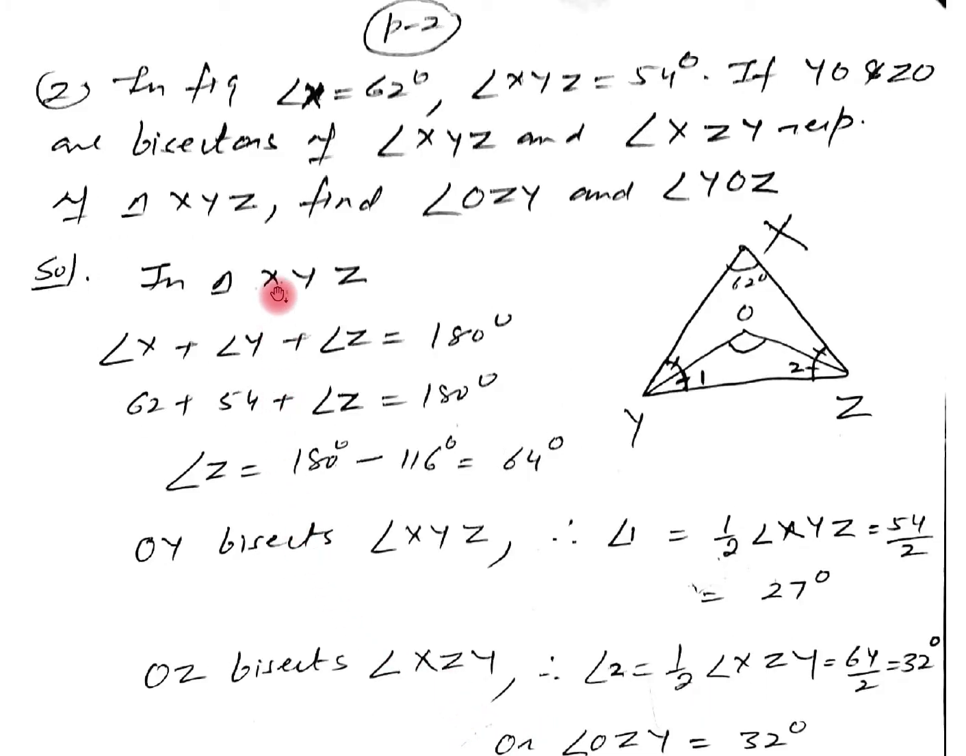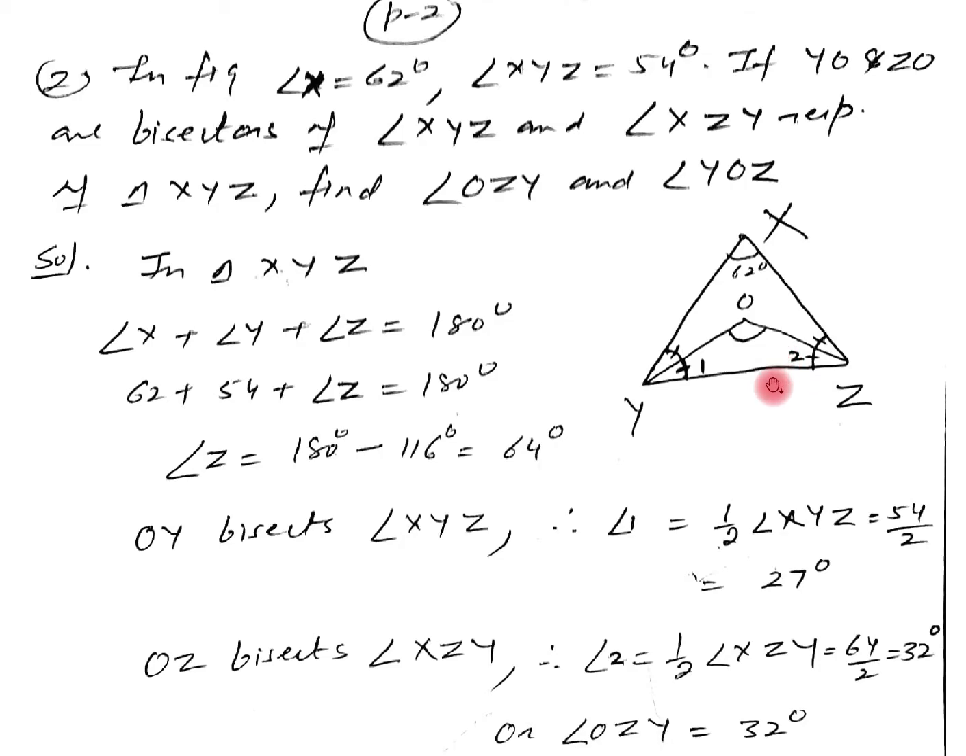Now let us see the next question. Again the figure is given. Angle X is given to be 62 degrees. Angle XYZ, this whole angle, is given to be 54 degrees. YO and ZO are the bisectors of angle XYZ and angle XZY. We have to find angle OZY and angle YOZ. This is angle YOZ and this is angle OZY. These two angles we have to find out. Let us see how to do the question.